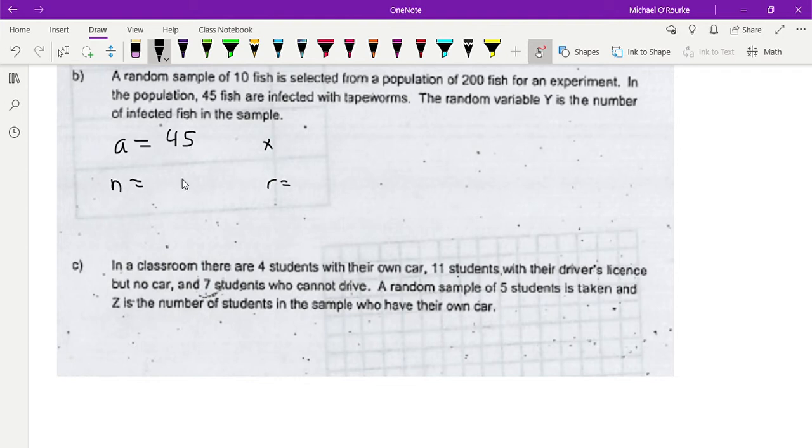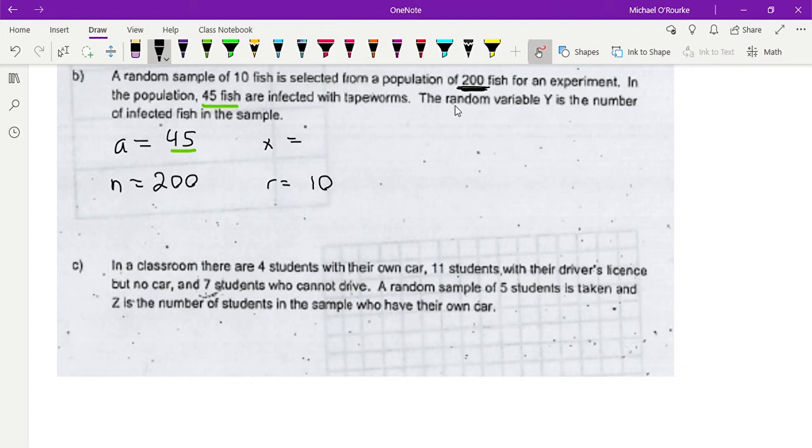What's my N value? What's my total sample? 200. The selected from a population of 200. So my total sample is 200. The amount I'm looking for, my special amount per se, is 45. Does that make sense? Okay. What's my R value? What's my sample size? 10.